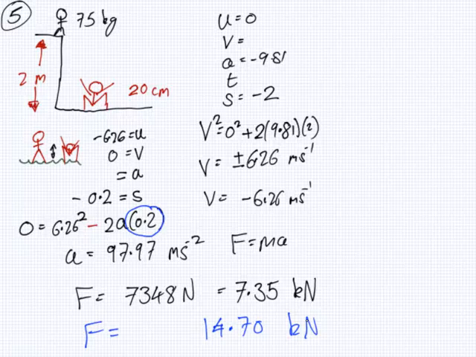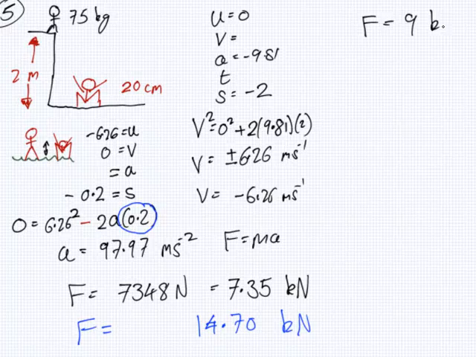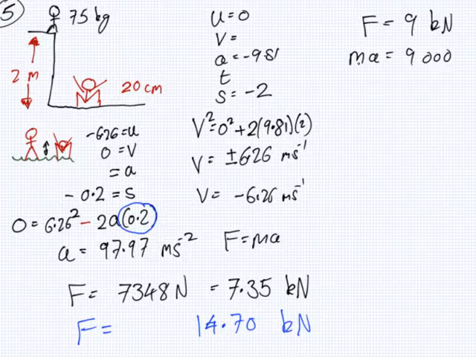Now, the maximum he can handle is 9 kilonewtons, okay? And the distance is still going to be the 20 centimeters. So the question is, what's the maximum height you can jump from? So we need to work backwards. We'll start off with the F, what is it? 9 kilonewtons. So that means the MA is 9,000. We know the M, it's 75. So that means the A maximum is 120.